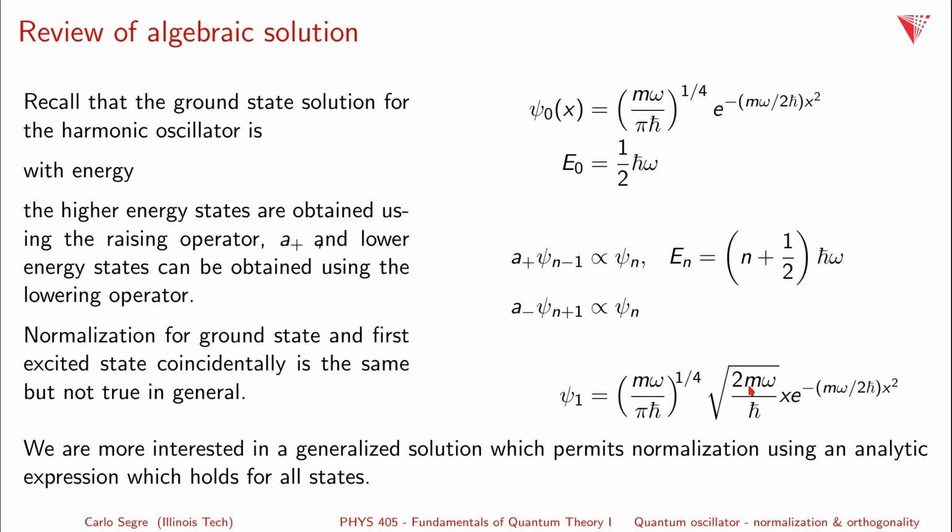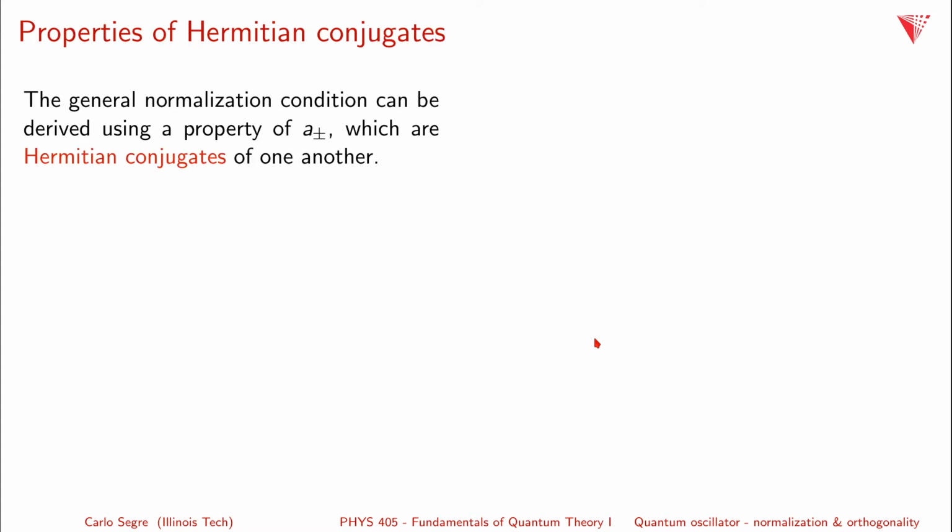Now, that's not the case for all states, and so we need to get a more generalized normalization condition, and hopefully it's an analytic expression that will hold for all states labeled by n. So we can start this process by bringing in the concept of Hermitian conjugates. We can derive the normalization using the property of a plus and minus, which are Hermitian conjugates of one another. And so I'll explain what a Hermitian conjugate is in a minute by doing a short derivation.